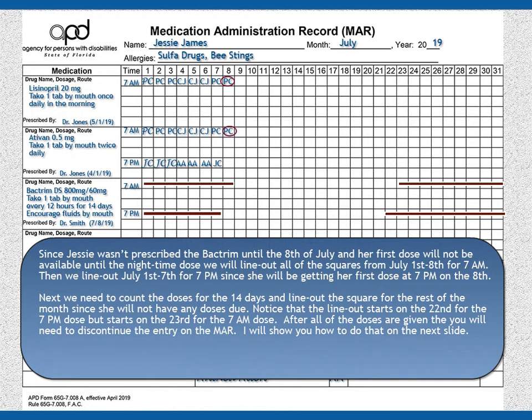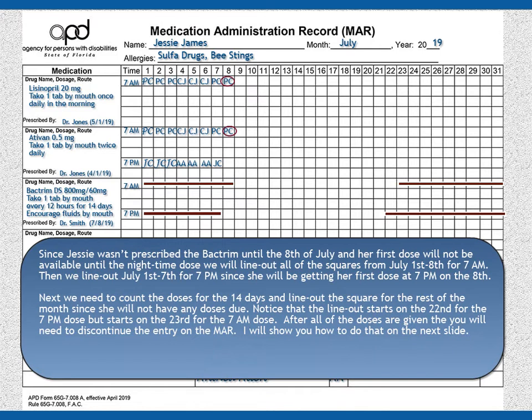Since Jessie wasn't prescribed the Bactrim until the 8th of July, and her first dose will not be available until the nighttime dose, we will line out all of the squares from July 1st through July 8th for 7 a.m. Then we line out July 1st through the 7th for 7 p.m., since she will be getting her first dose at 7 p.m. on the 8th. Next, we need to count the doses for the 14 days and line out the squares for the rest of the month, since she will not have any doses due.